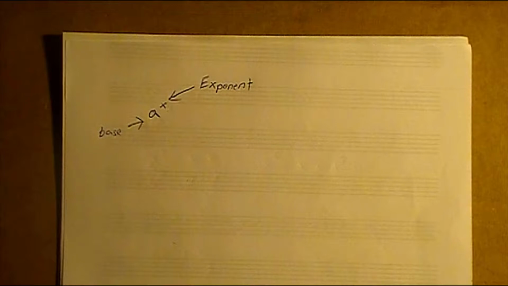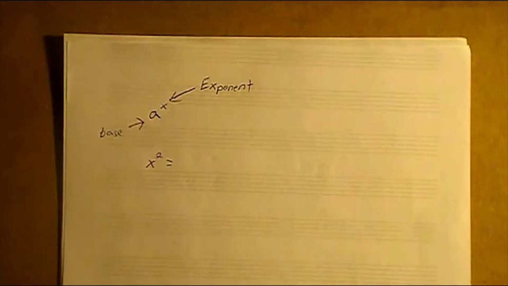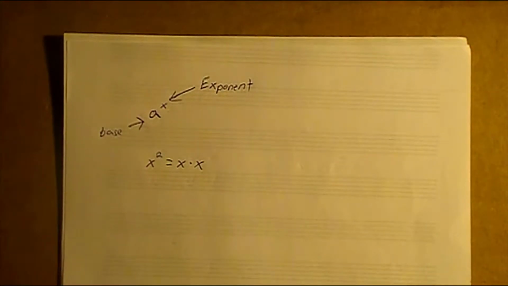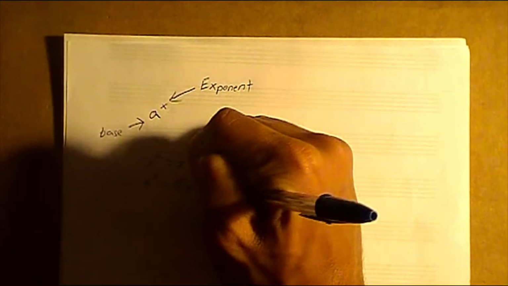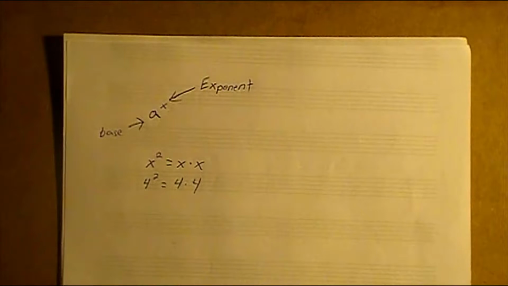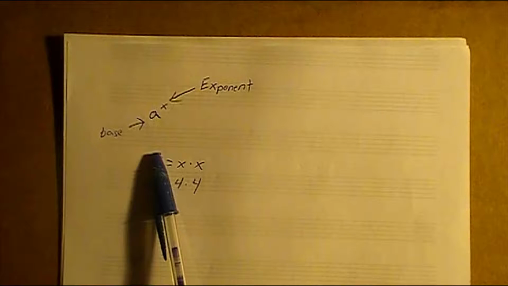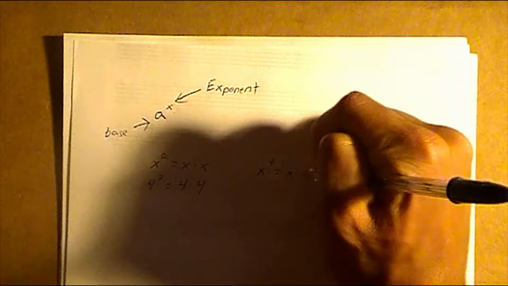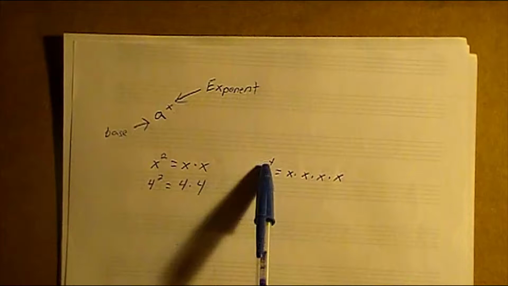So let us begin with talking about rewriting expressions. The expression x squared could be easily rewritten as x times x. The same goes for a number. 4 squared could be rewritten as 4 times 4. Now, the exponent won't always be 2, so it may be more complicated. It may get to be perhaps x to the 4th, where this will be rewritten as x times x times x times x. So 4 x's.